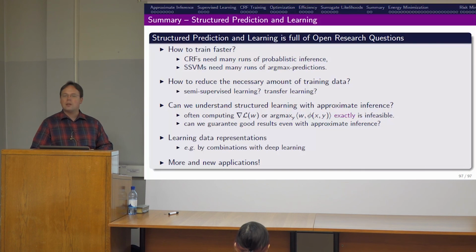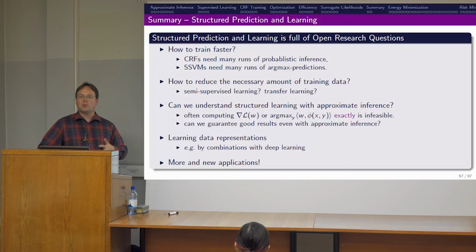Structured prediction learning is full of open questions. How can we speed these things up? How can we use less training data? Can we maybe do semi-supervised learning? Can we use transfer learning? Can we use all of the things that are well explored for ordinary learning also in the structured context?